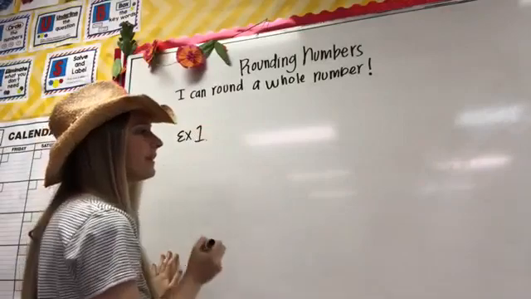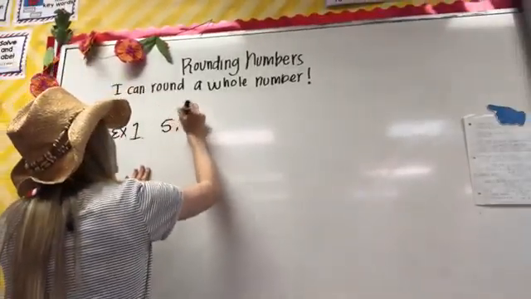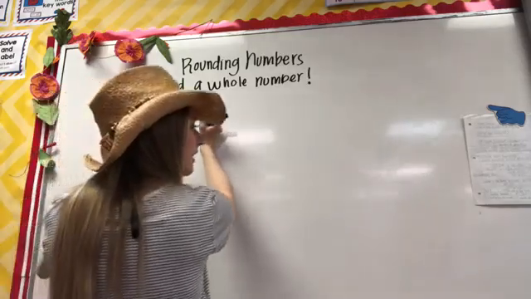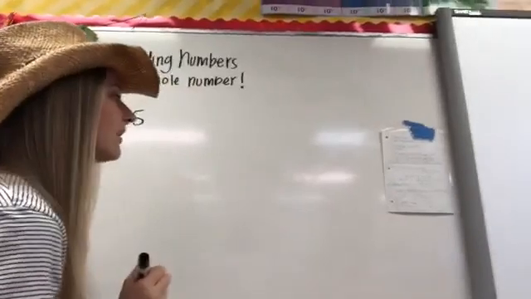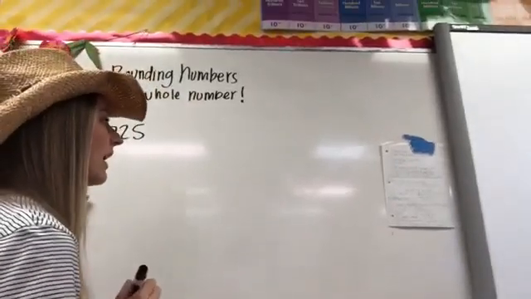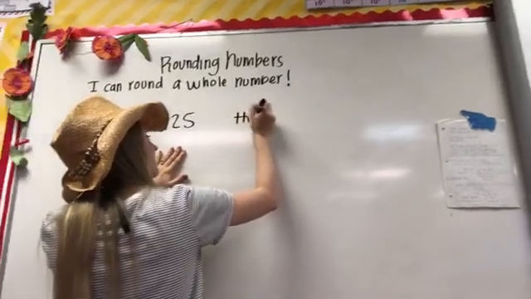Let's try this one. So if we had the number 5,725, okay? And we wanted to know what this would be rounded to the nearest thousandths.